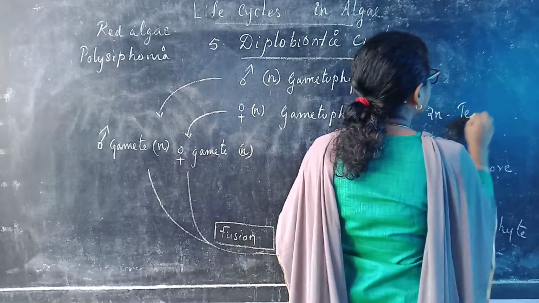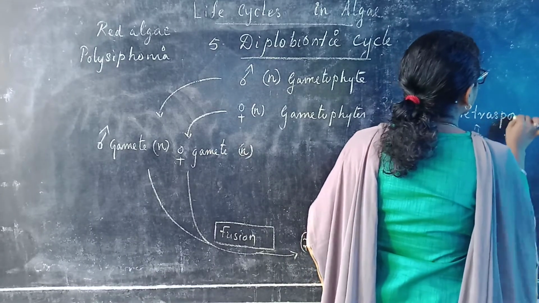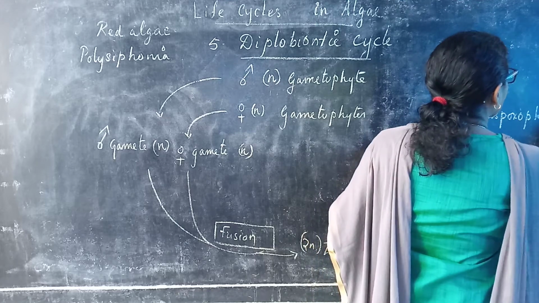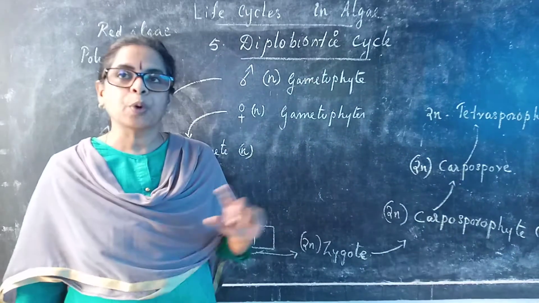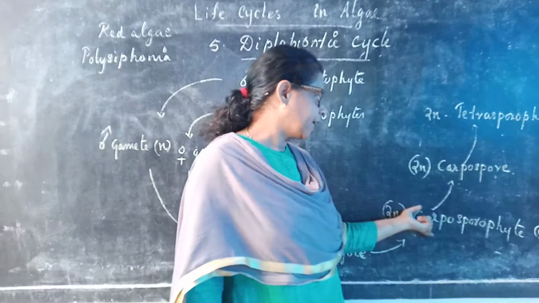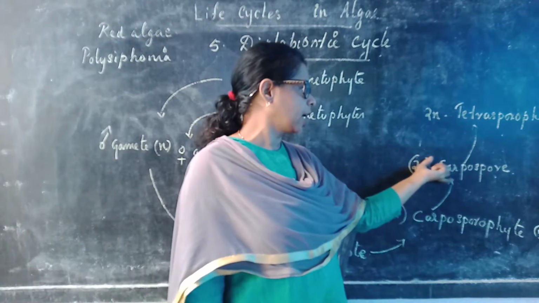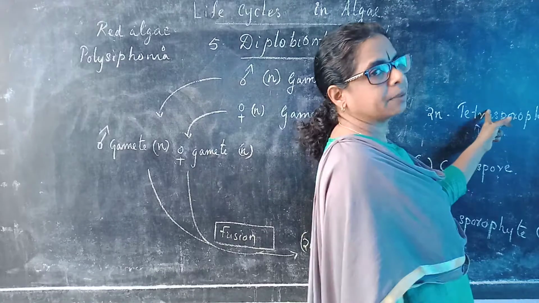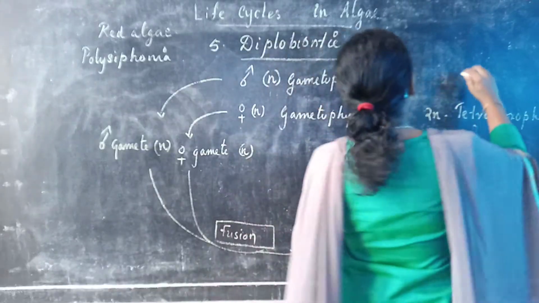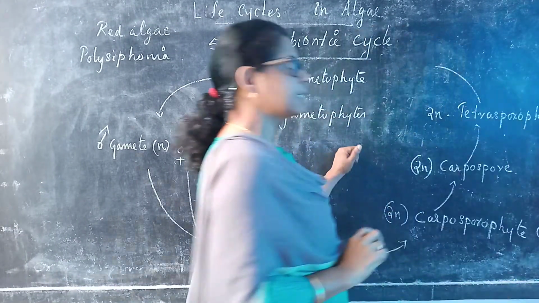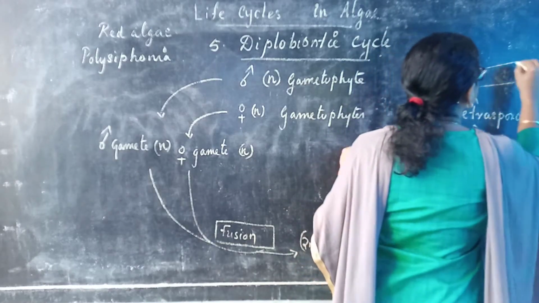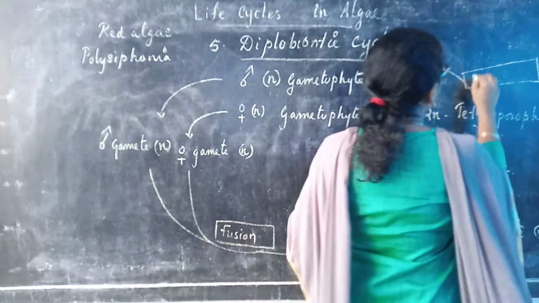and it is called tetrasporophyte. Tetrasporophyte and carposporophyte. These are the two sporophytic phases in the life cycle of Polysiphonia. So the carposporophyte on reproduction produces diploid carpospore, and this carpospore on germination gives the second sporophyte, which is known as tetrasporophyte. And this tetrasporophyte reproduces by producing tetraspores, and these tetraspores are produced as a result of meiosis.